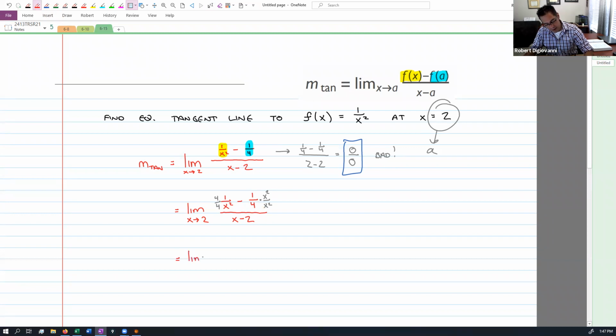Now, when I do that, I'm going to have this 4 over 4x squared. And then when I subtract from that, I'm going to get x squared over 4x squared. So I'm going to subtract x squared over the common denominator, all of that over the x minus 2.